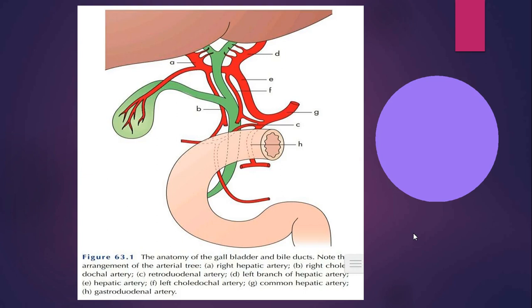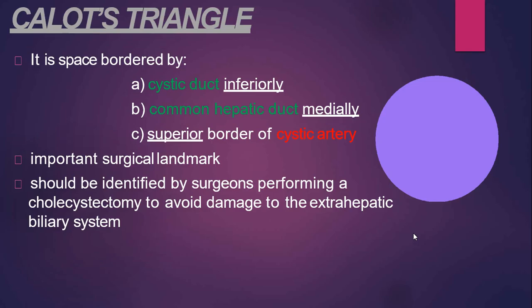Now you see the common bile duct has a portion above the duodenum, a portion behind the duodenum, a portion below the duodenum, and a portion inside the duodenum. In this way, the common bile duct is divided into the supraduodenal portion, retroduodenal portion, infraduodenal portion, and the intraduodenal portion. Now this is very important for the surgeon.